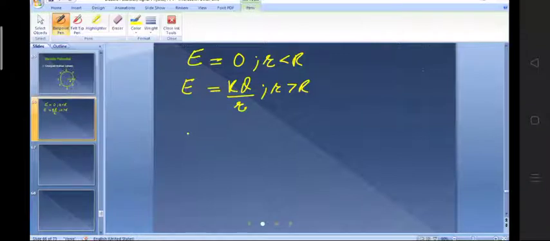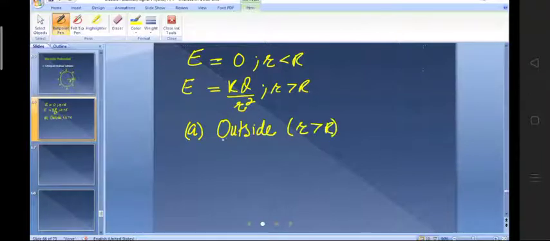Let me first calculate the electrostatic potential outside. Here the field is KQ by r squared. Outside implies that small r is greater than capital R, and here we assume that the electrostatic potential becomes 0 at infinity. Later on we'll calculate it otherwise. The electrostatic potential outside becomes V equal to K multiplied by Q divided by small r. This is the electrostatic potential because of this charge. Obviously V is inversely proportional to r.